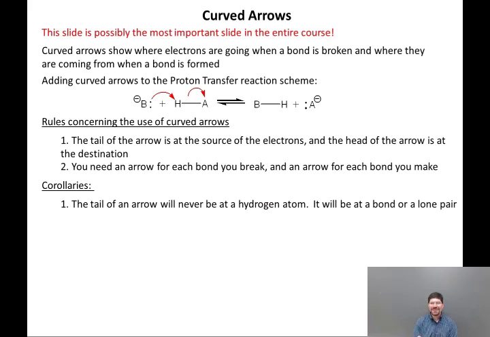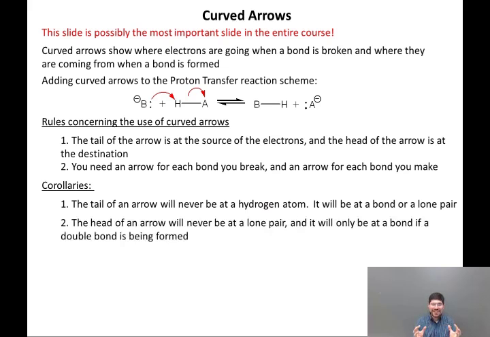One is that the tail of an arrow will never be at a hydrogen atom. Students frequently make the mistake, if they're drawing a mechanism, of starting an arrow at a hydrogen. But if a hydrogen atom is being transferred as a proton, it's taking no electrons with it. So no arrow can start at it. It cannot be the source of the electrons. The tail of the arrow, the source of the electrons, is always either a bond or a lone pair.